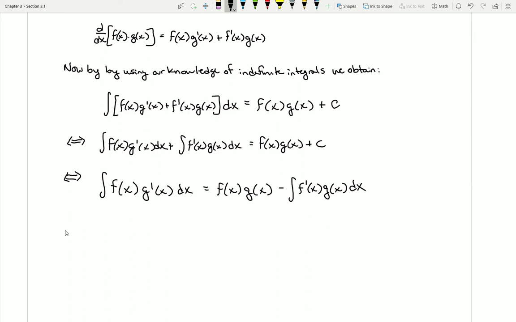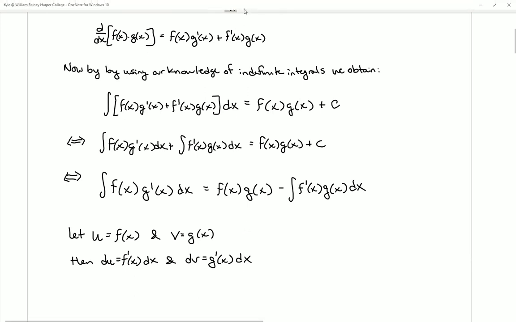Now, to make this a little more palatable to see, let's suppose that I make some initial replacements here. Let's let u be equal to f of x. Everywhere I see an f of x, I'm just going to replace it with a u for simplicity. And I'm going to let v be the same thing as g of x. Well, if that's the case, then definitely I know that du is equal to f prime of x dx, and dv is equal to g prime of x dx.